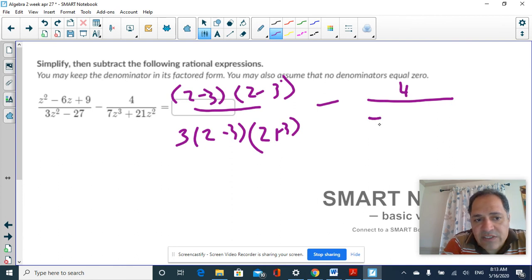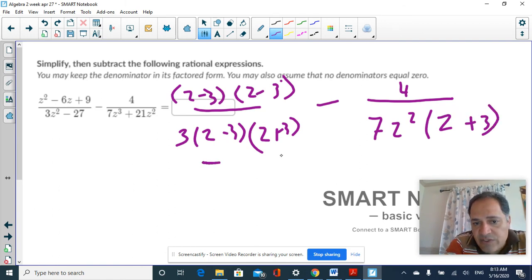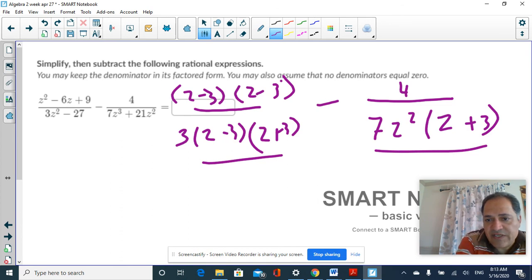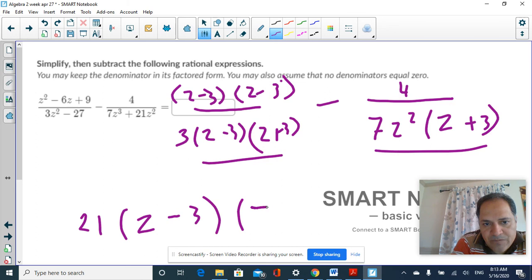7, take out 7, z squared. So it's what? z minus, plus 3. Now find the common denominator. What's the common denominator here? 7 and 3 different, so it's 21. What's the common denominator now? We have, yes, z minus 3 and z plus 3. Oh, we have to cancel out this first. This is z minus 3.